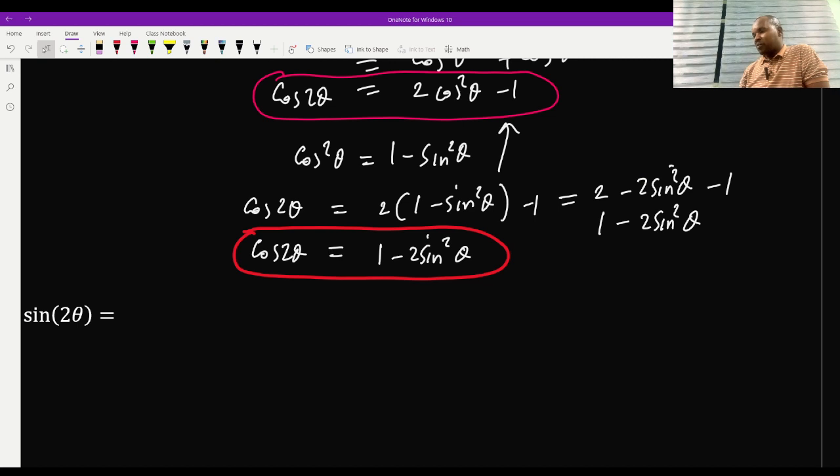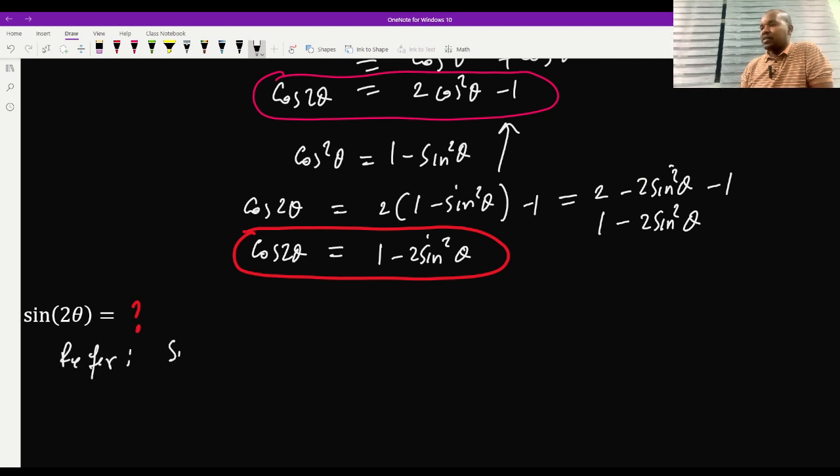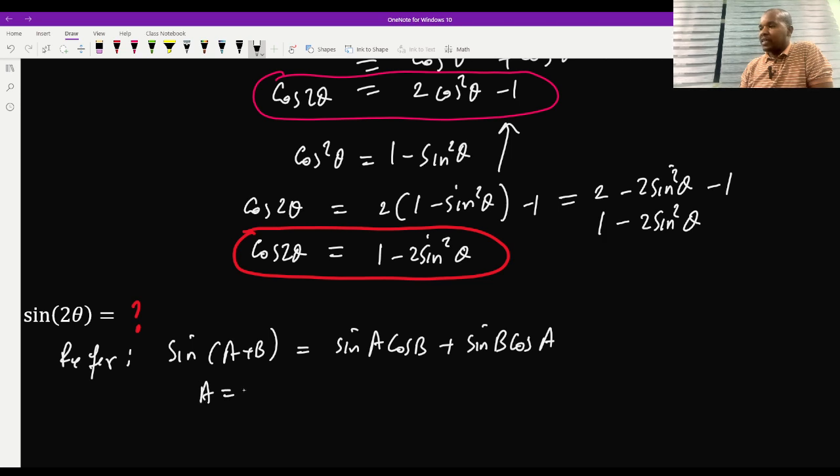We are going to jump to sine 2 theta, and later on we are going to generalize. So with sine 2 theta, how will the expression be? Again, we are going to refer back to sine of A plus B, which will actually be sine A cosine B plus sine B cosine A. Now what happens when A equals B and equals theta?